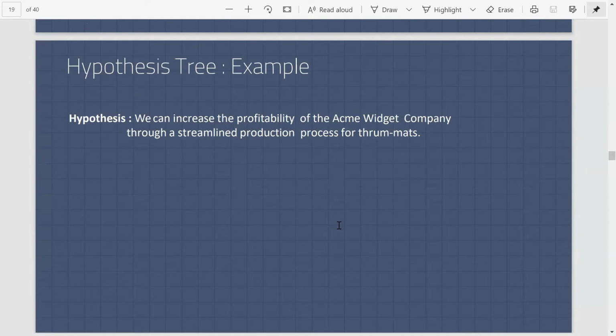Look at the continued example. The hypothesis in this hypothesis tree is, the name of the company does not matter, guys. Forget about this Acme widget company. Forget about this Trump mats. It's the same example, Patanjali or whatever CPG company. But the important thing is that the assumption is that we can increase the profitability through a streamlined production process, which is basically connected to that labor saving production process that we're talking about. It's the same thing. All right.